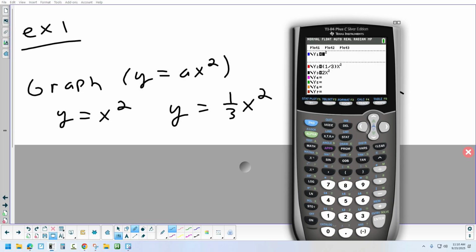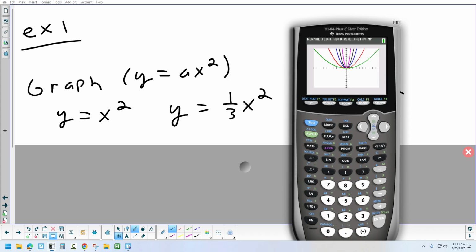The bigger or smaller I make the number, the more I can see it. If I do 6x squared, that's an even bigger number. It stretched it even more vertically and made it skinnier. If I do something like 0.1x squared, there we go. That's even smaller than 1/3. 1/3 is 0.3 repeating, this is 0.1. Because that's an even smaller number than 1/3, it's going to look even wider.